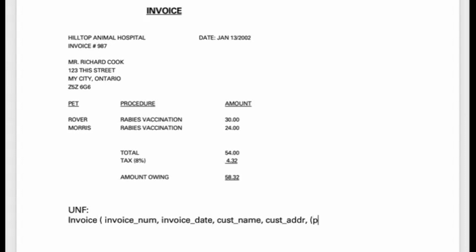What are the repeating fields? Pet name, procedure, and amount. We got invoice number, invoice date, customer name, address, pet name, procedure, and amount. Okay. Now let's see what is in the first normal form.